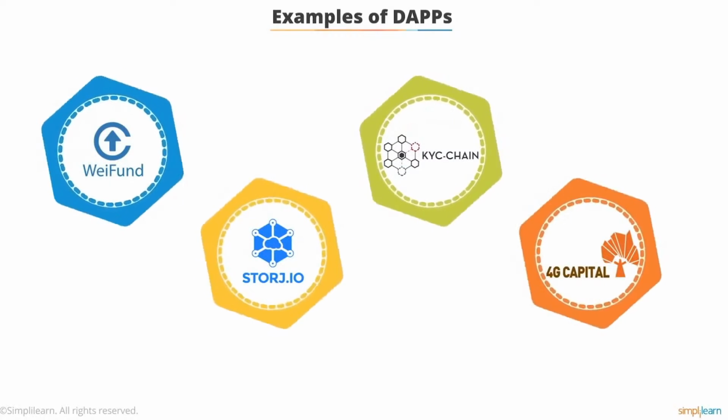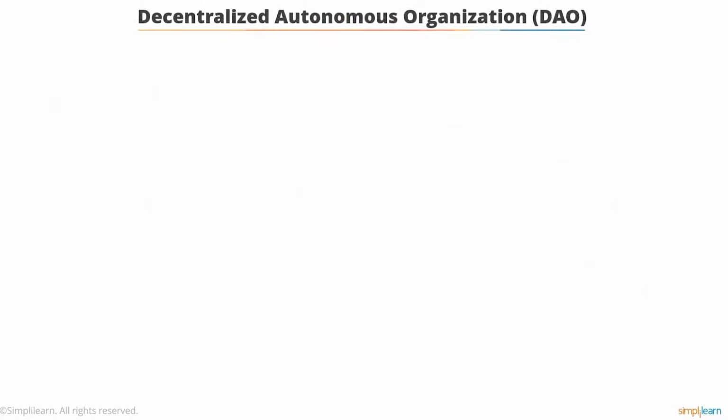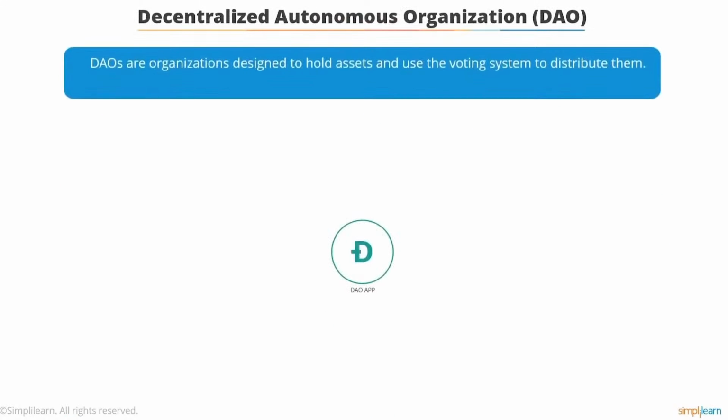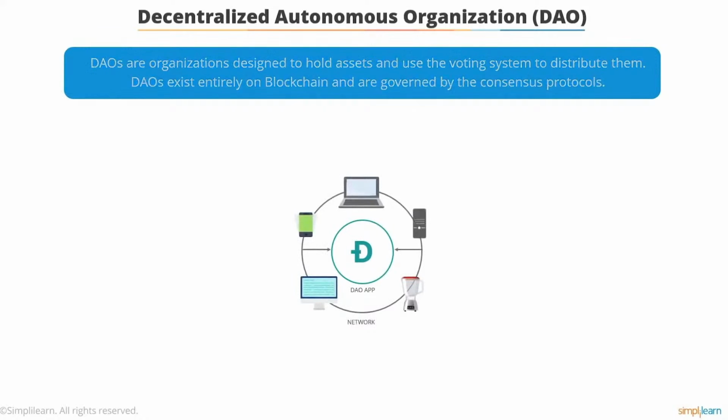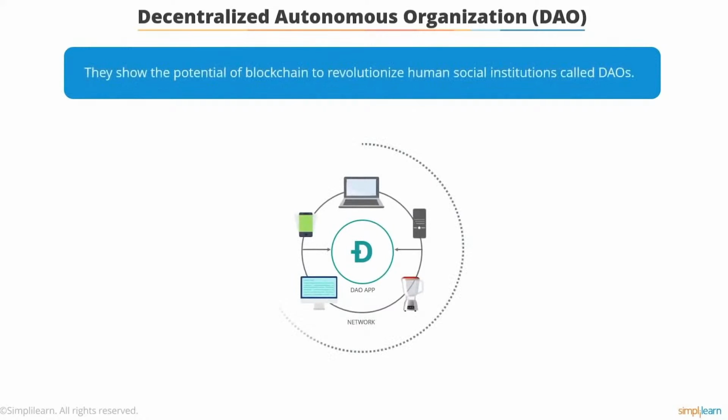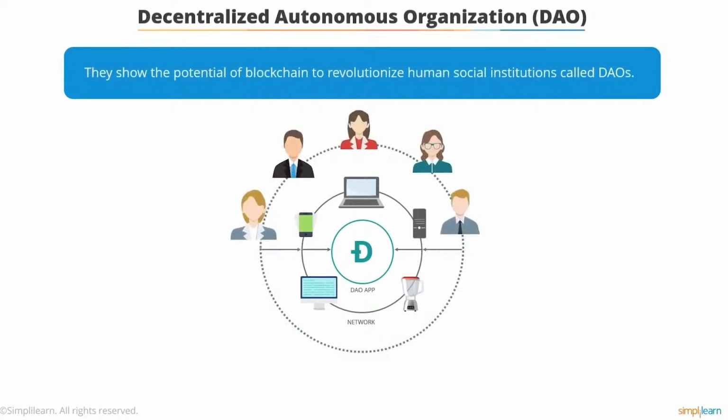Next, we have the DAOs. DAOs are organizations designed to hold assets and use the voting system to distribute them. They exist entirely on blockchain and are governed by consensus protocols. They show the potential of blockchain to revolutionize human social institutions.